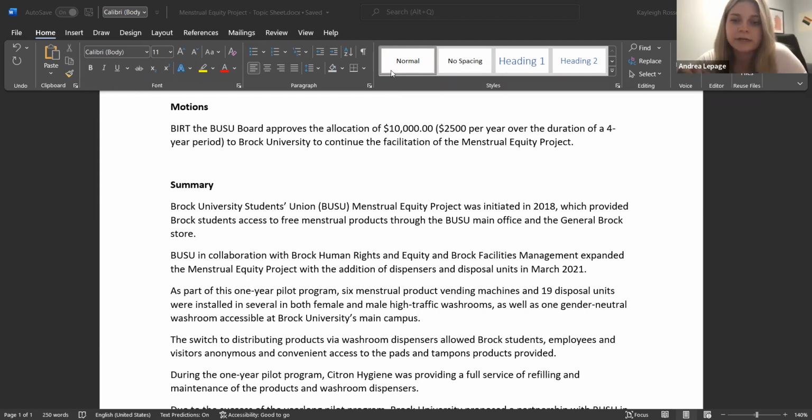So I believe right now we have 19 and they are in our high traffic washrooms. Again, does this mean that we can't expand? Absolutely not. But right now we do have, I believe, at least one in the International Center. And I'm not entirely sure about the Hamilton campus, but again, there's no reason why we wouldn't be open to expanding the project as well. But right now it's 19 that Brock is maintaining and upkeeping.